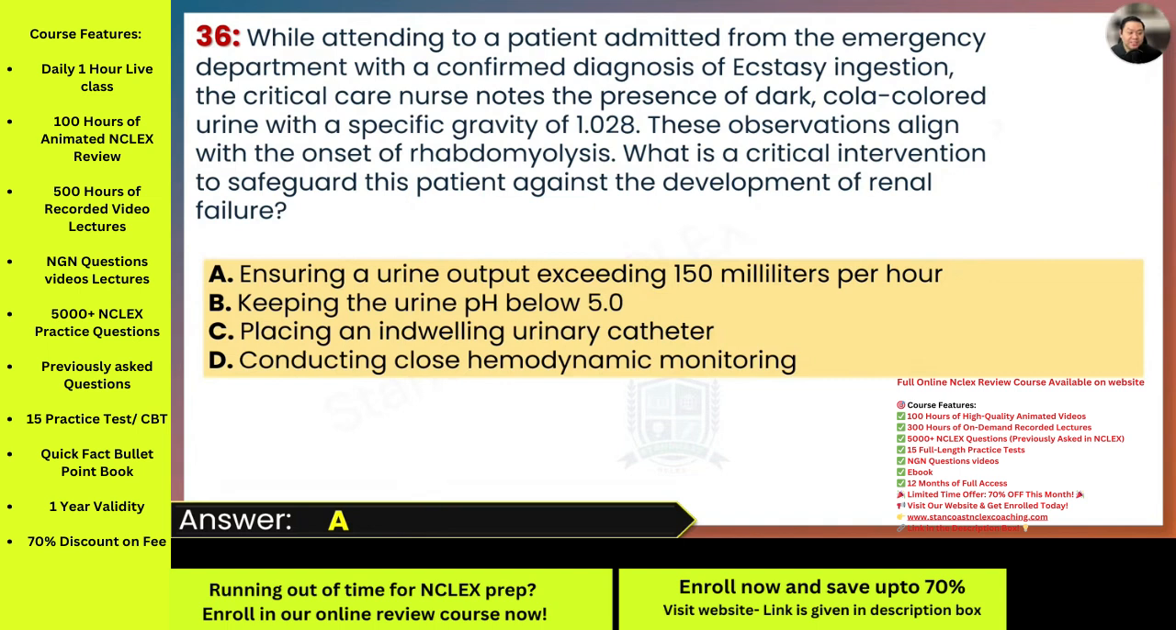Now, letter D, conducting close hemodynamic monitoring. Well, this is something that involves assessment of the blood pressure, the heart rate, and other vital signs, and is also important in many critical care situations, but this does not directly address the renal protection that is needed in rhabdo. We need to ensure proper fluid resuscitation and urine production, which is basically the priority in this case scenario.